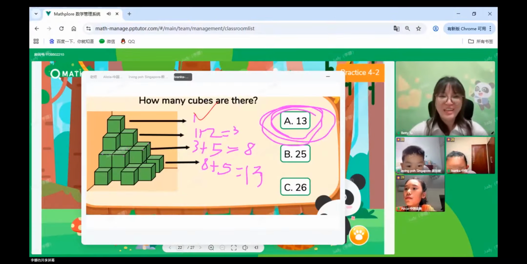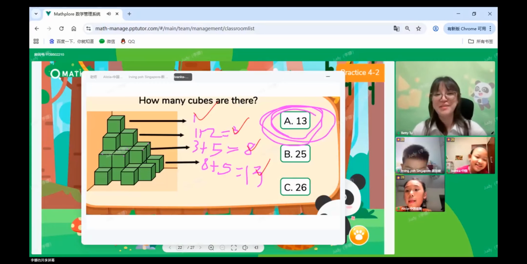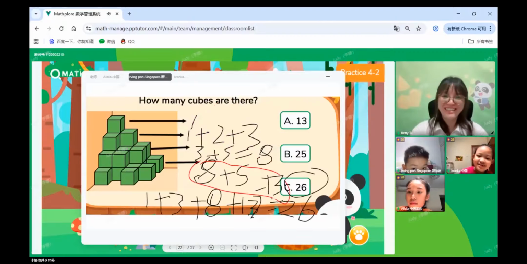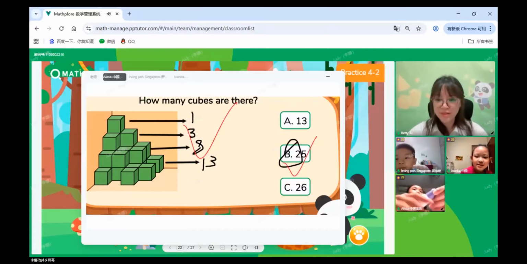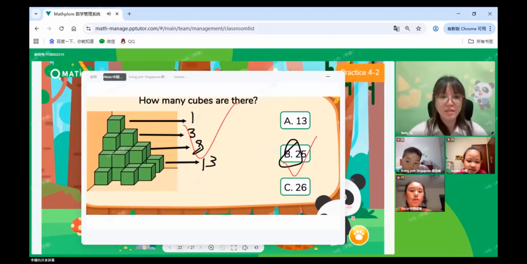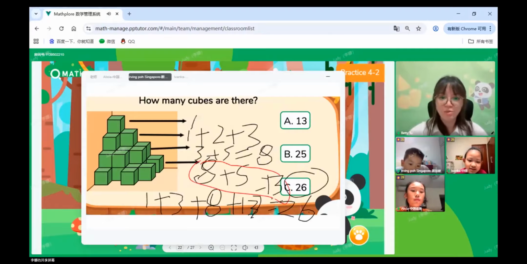Ivanka, we are finding how many cubes there are in total. That's for the bottom layer, right? Bottom layer, we have 13. Okay, good. Irving, wait. 1 plus 3 plus 8 plus 13 equals, can you count it again? It's not 26.